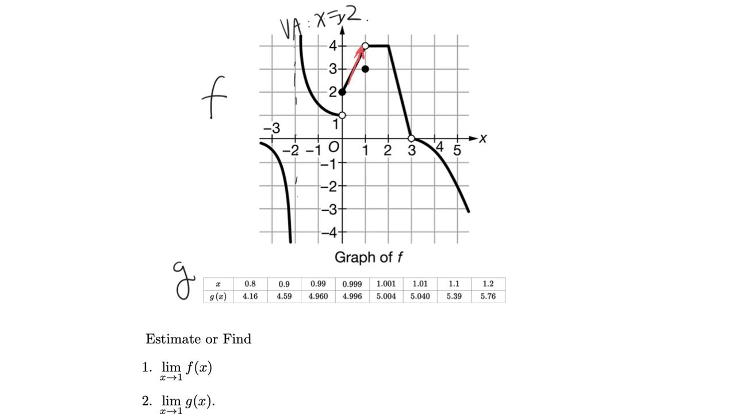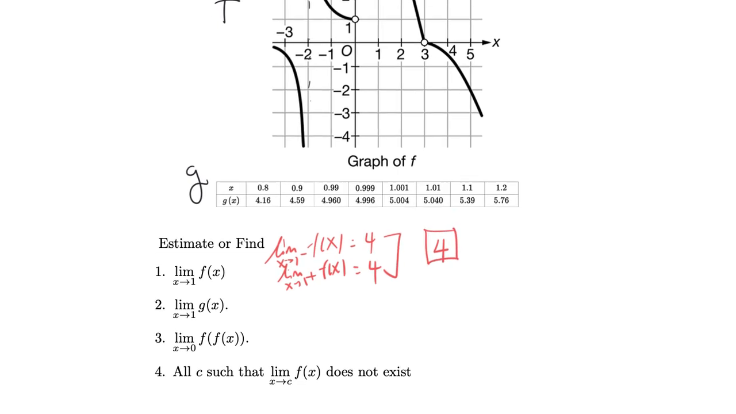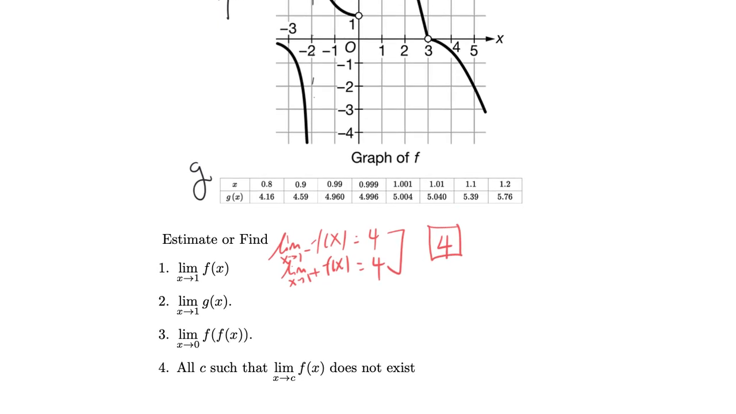The left limit is 4, and the right limit is also 4. So these values exist and they agree on a value of 4. So that is our limit. Then for this next one, we just again examine the left and right hand side. The left side suggests a 5 and the right side also suggests a 5. So the answer is just 5.